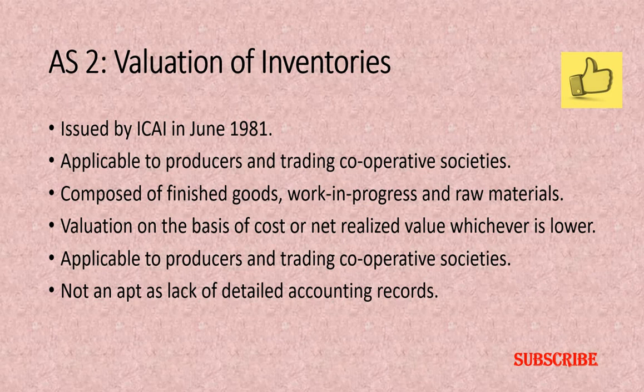But this standard is not apt for the cooperative societies, as cooperative societies lack detailed accounting records, and this standard is not universally applicable to all cooperative societies. It focuses only on the producer and trading cooperative societies, where the stock of inventories will be taken out. So the standard is more applicable only to the producer and trading cooperative societies.